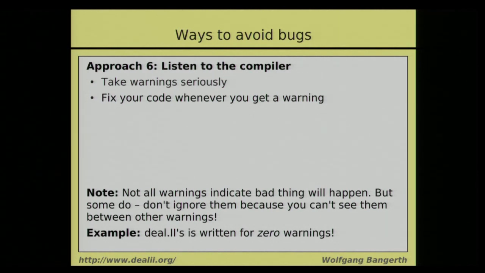Second to last, listen to your compiler. When your compiler produces warnings, take them seriously. Not every warning that it tells you about indicates that something really bad is going to happen. But sometimes it does. And you don't want to be in a position where the warning indicates a serious problem, but you don't see the warning because you have ignored the other 10 warnings that have accumulated over the last week of programming. So make sure that when you compile your code, it doesn't show any warnings at all. It's a way for you to ensure that you can let the compiler help you. For example, deal.II is written for no warnings at all.